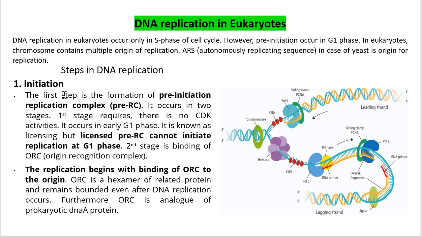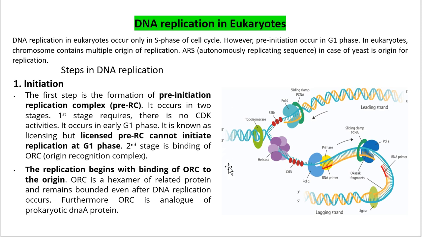So first, initiation. The first step is the formation of the pre-initiation replication complex, also called pre-RC, and it occurs in two stages. The first stage requires no CDK activity. It occurs in early G1 phase. It is known as licensing, but licensed pre-RC cannot initiate replication in G1 phase.